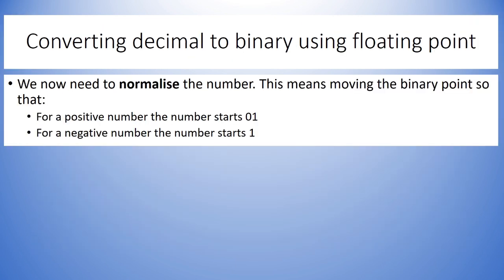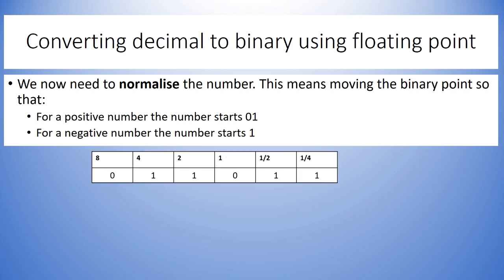We also need to normalize the number, so we move the binary point. For a positive number, the number starts with 0.1. If it's negative, it's going to start with 1. So let's have a look. With 6.75, we can move the decimal point 3 places to the left, or we can move all the ones 3 places to the right. I prefer to move them 3 places to the right.